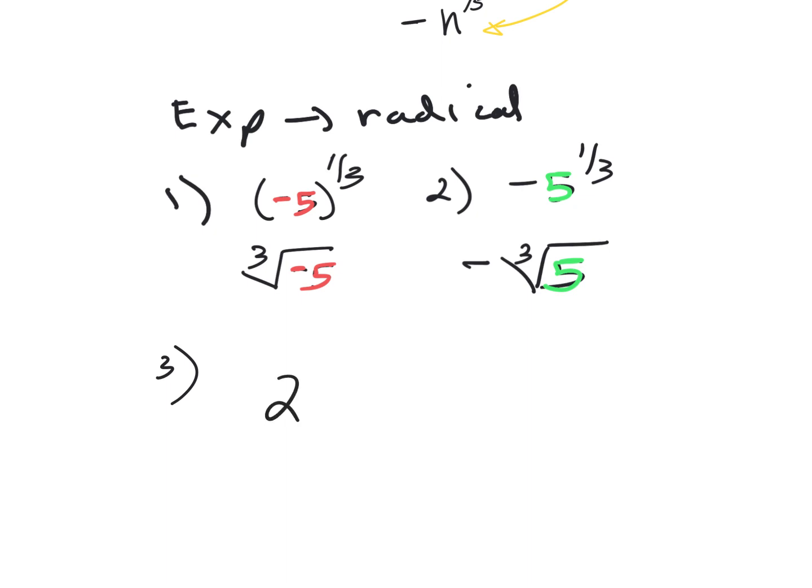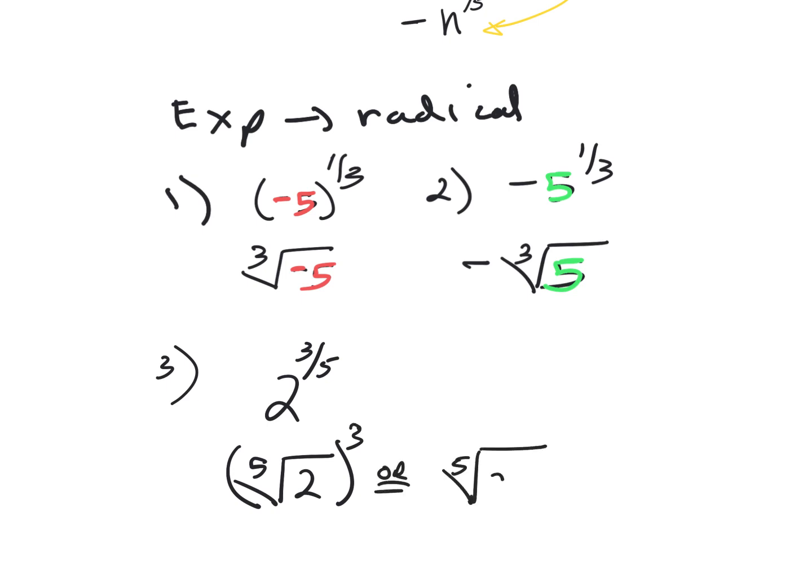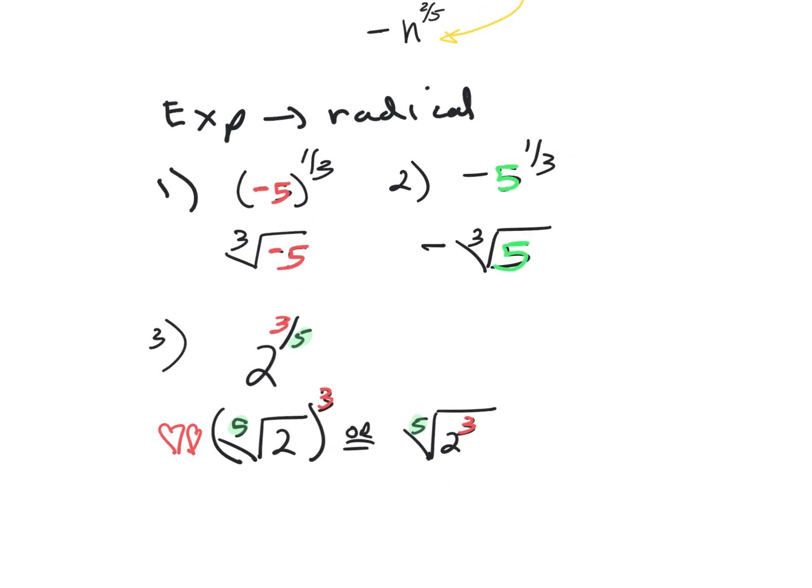What if I have 2 to the 3/5 power? Can't that be written as the 5th root of 2 to the 3rd power? Or you could write that as the 5th root of 2, all raised to the 3rd power. Now this is the one I like the most, where the 3rd power is on the outside versus the inside. But remember, the denominator is the index of the radical. You should have it written both ways.